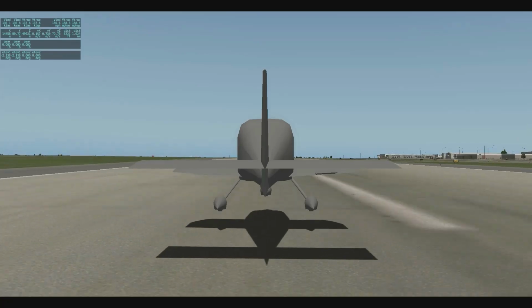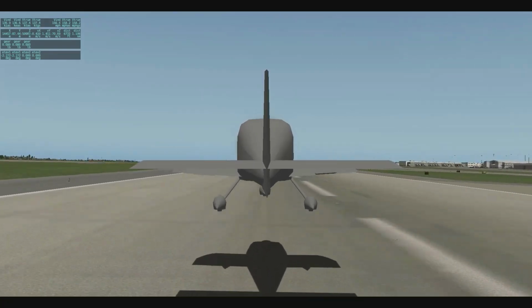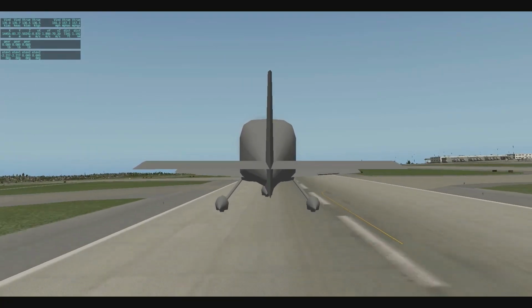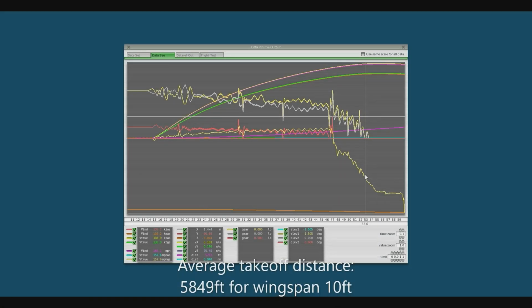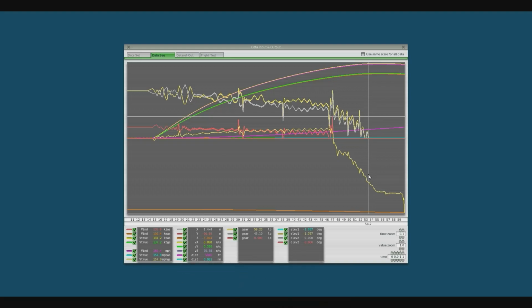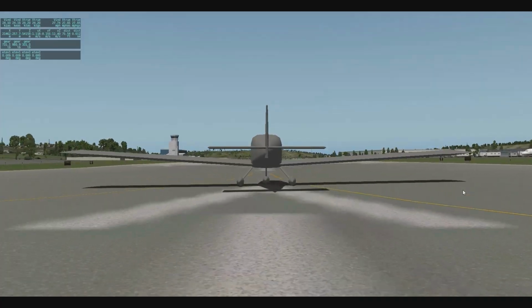As you could see, the plane took ages to take off and used almost the whole runway. That was because of the reduced surface of the short wings and higher airspeed was required. The takeoff distance was just a little over 5800 feet, which was the same as average after 2 more trials.